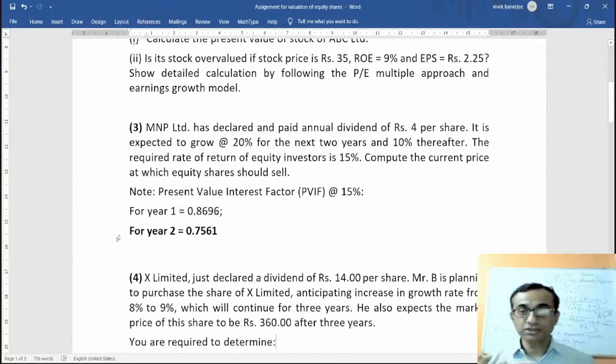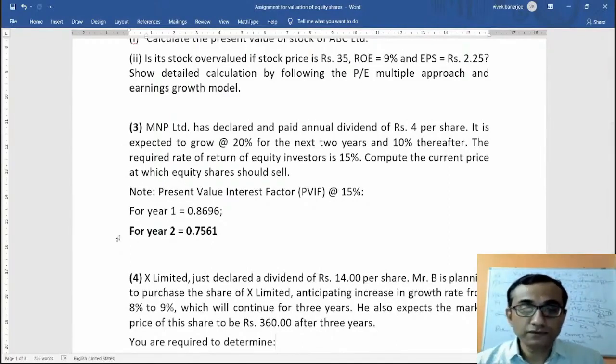Now, first go through the third question and try to understand it, and then we will solve it. MNP Limited has declared and paid annual dividend of 4 per share. Fine. So it is expected to grow at 20% for next 2 years and 10% thereafter.